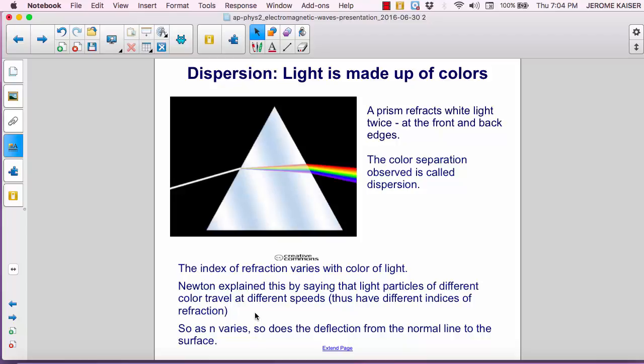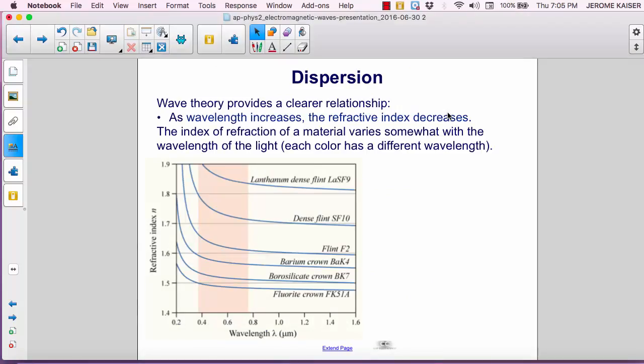Newton explained this by saying that light particles of different color actually travel at different speeds. And of course that means they have different indices of refraction. So as n varies, so does the deflection from the normal line to the surface. Well, Newton's theory basically said light particles with different colors travel at different speeds, but that doesn't tell us a great deal. It just tells us that different colors are in some way different, but it doesn't actually quantify it.